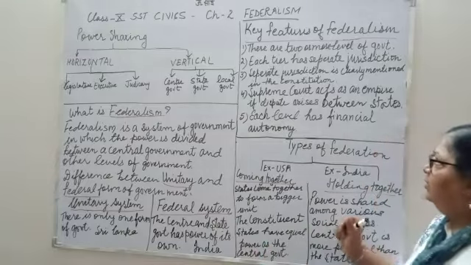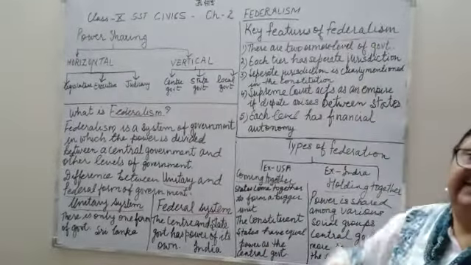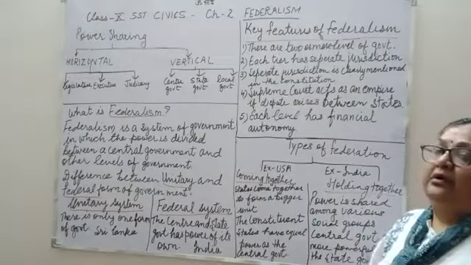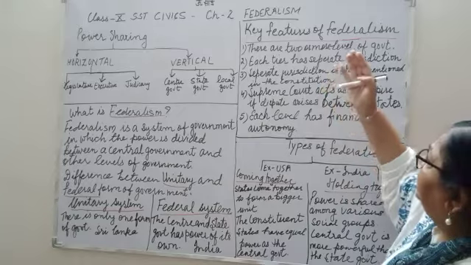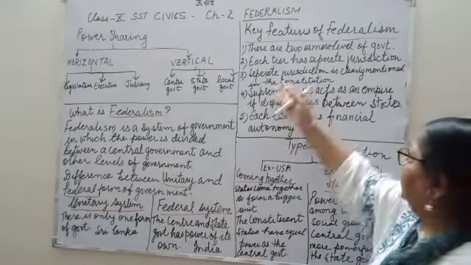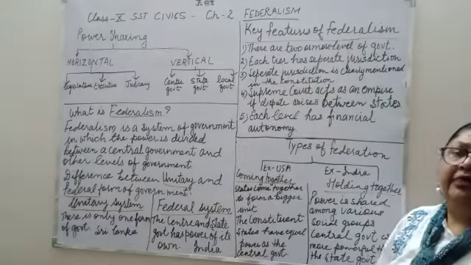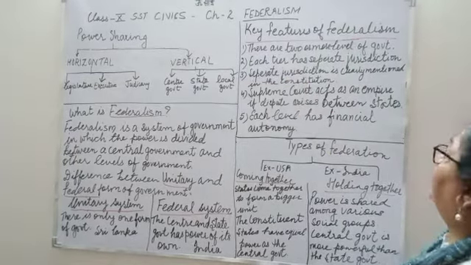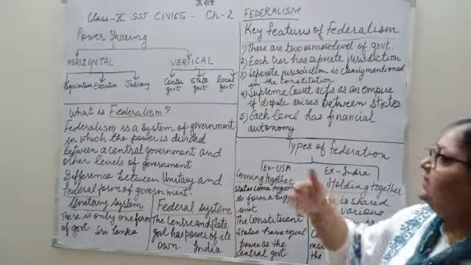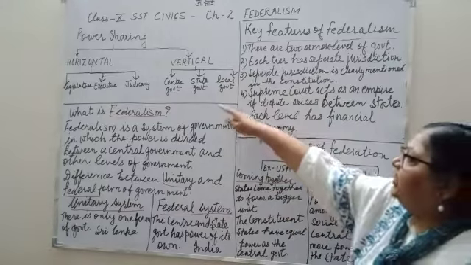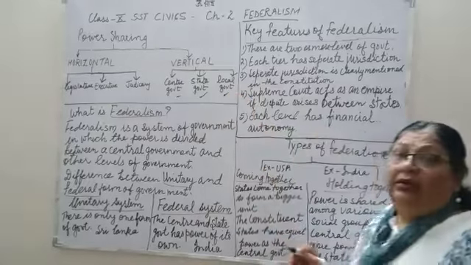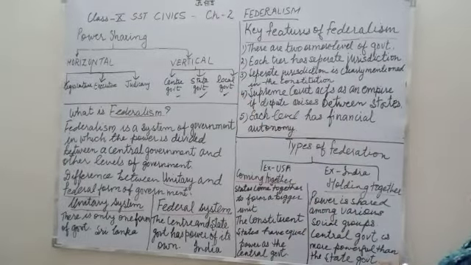Now we come to the key features of federalism. Wherever in the world a country has two or more levels of government, we will call it a federal form of government. Each level we call a tier. For example, India has center, state and local government. These are 3 tiers, 1, 2 and 3. Each has separate jurisdiction.